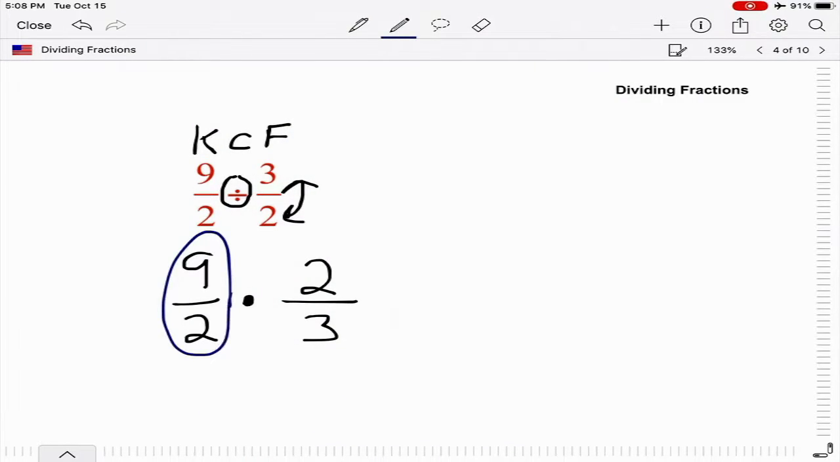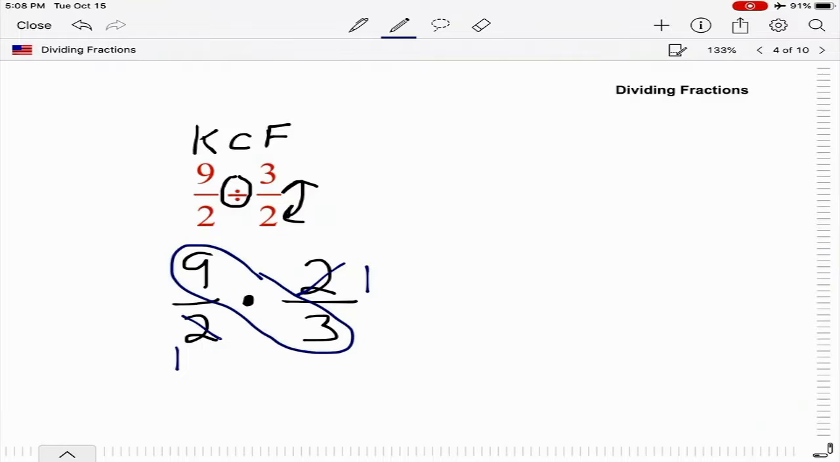9/2, can I reduce it? No. 2/3, can I reduce it? No. 2 over 2, can I reduce it? Yes. Both are even, so I can divide both by 2. So 2 goes into 2 once, 2 goes into 2 once. And let's not forget this scenario.